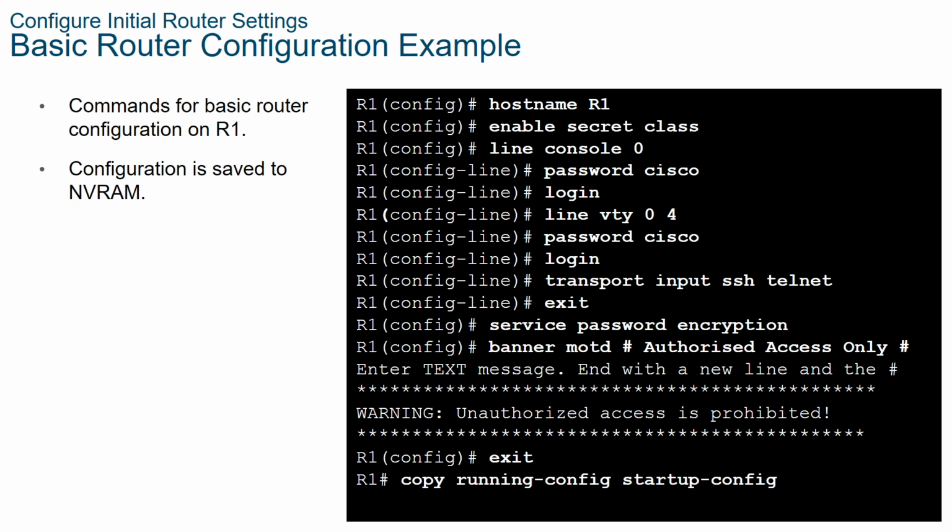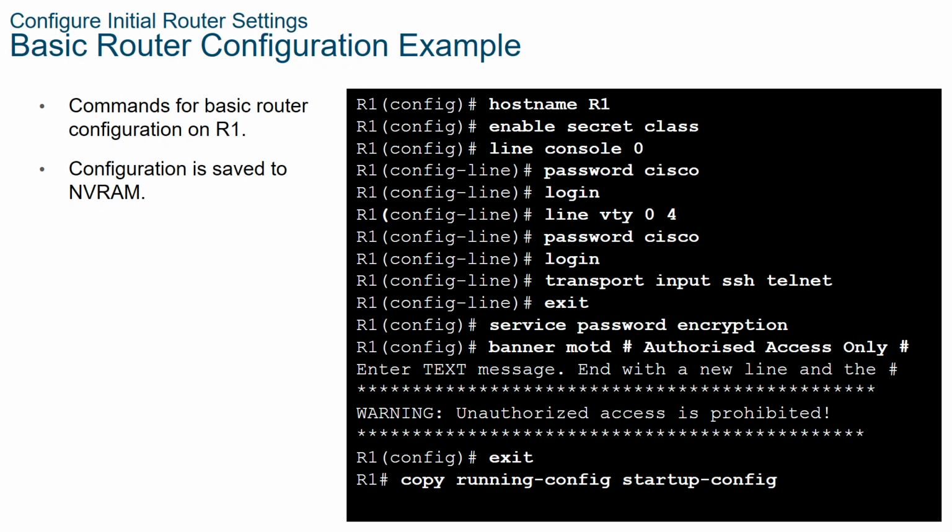We're accessing the line console 0 port, and we're putting a password of Cisco on the port. Activating the secure login with login. Then we're going to the line VTY 0 4 command, so we're accessing the virtual terminal ports 0 to 4. Again, we're putting a password on those with the password of Cisco, activating secure login, and then moving to activate transport input SSH and telnet. So both SSH and telnet can be used with secure login and the password of Cisco on this particular device.